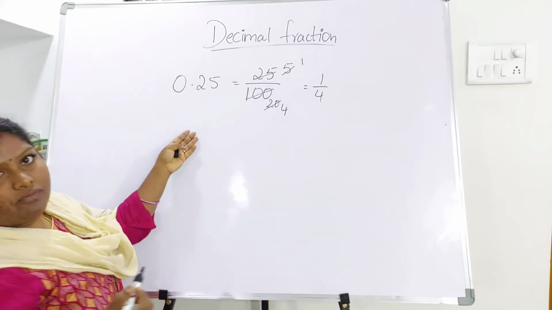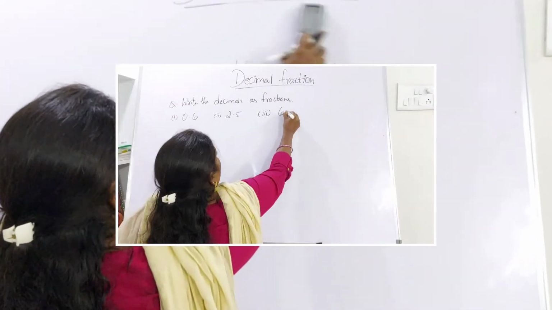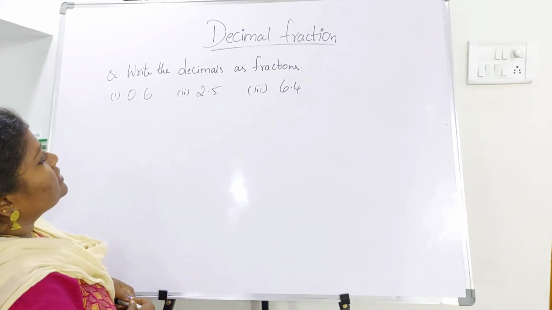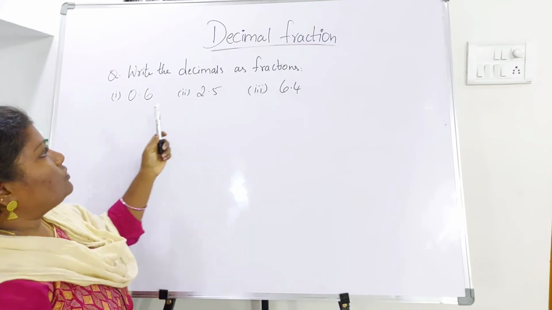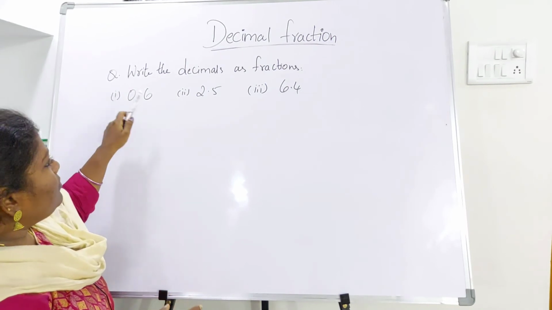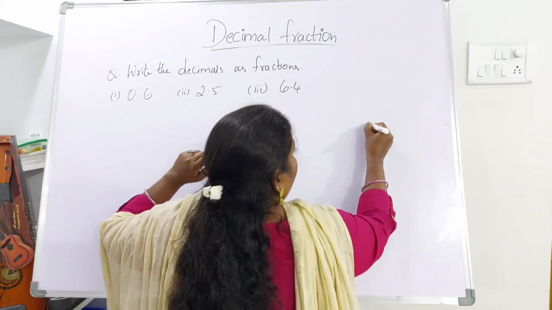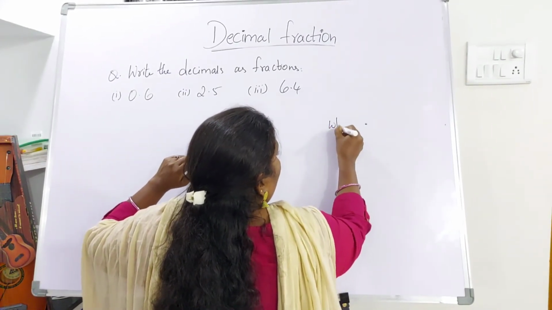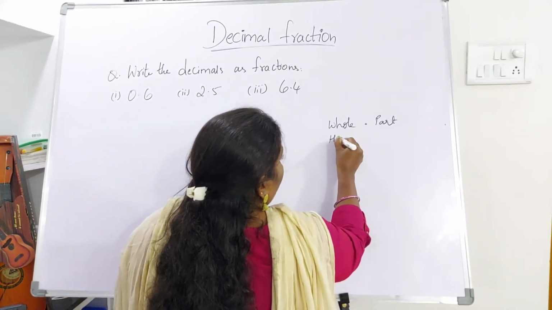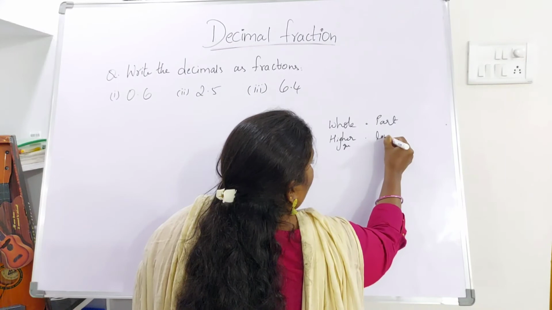So let's do a few problems regarding this. So the first question. Yes, so this is the question. Write the decimals as fractions. Now as I told you, a number before the point is a whole number, and the number after the decimal point is a part. I'll just repeat. Before the decimal point, this is a whole number and this will be a part. Or I can say this is the higher quantity, and after the decimal point it will be a lower quantity.